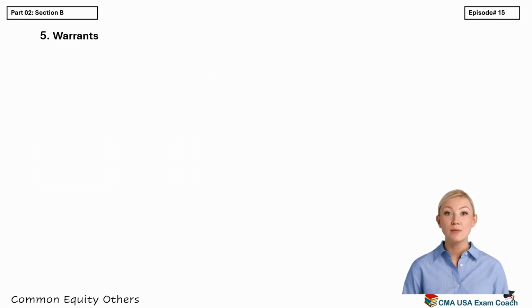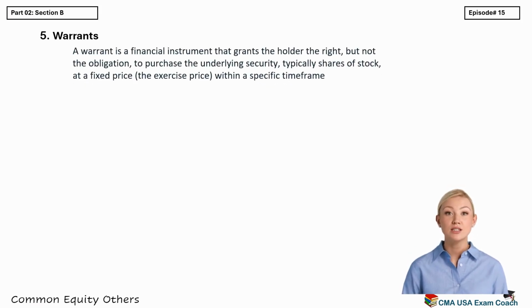A warrant is a type of financial security that gives the holder the right to buy a company's shares at a fixed price, known as the exercise price, within a specific time period. It's somewhat similar to an option, but there are a few key differences. Warrants are usually issued by the company itself, not traded between investors like standard options. Also, when someone exercises a warrant, the company issues new shares, so this can actually increase the total number of shares outstanding. Let's simplify this with an example.